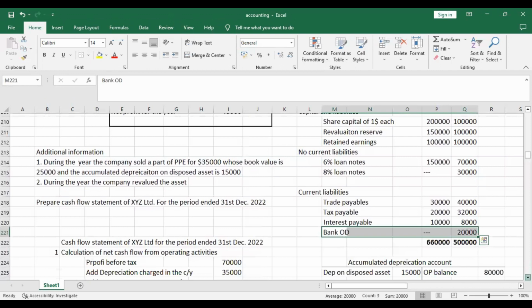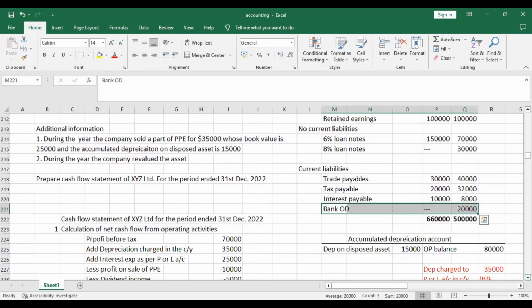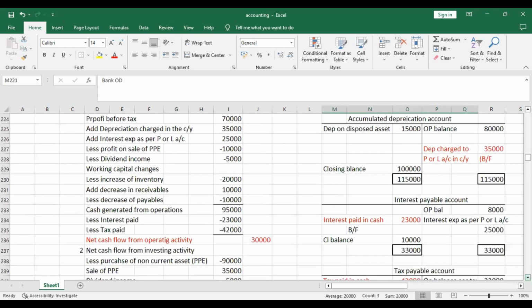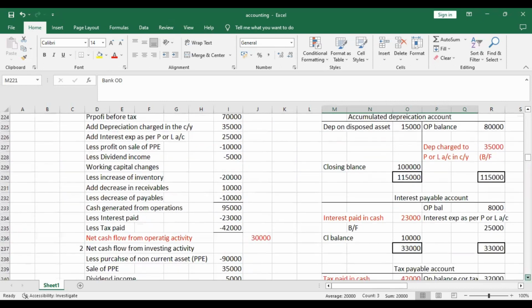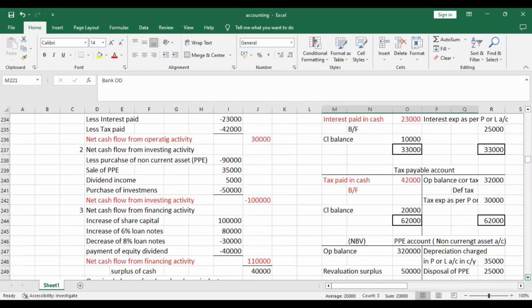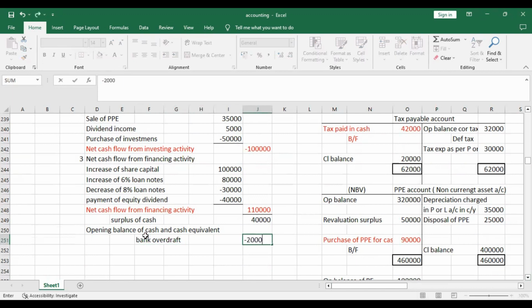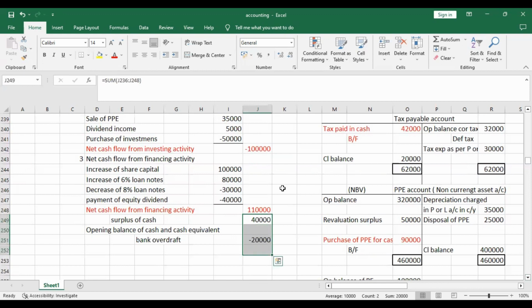So what are you supposed to do? You do not have any positive cash balance, but you have a negative cash balance opening. Are you clear? So what is the opening? Bank overdraft. How much is it? 20,000. So overdraft is a negative balance, no? You reduce it. Opening balance of cash and cash equivalents, what do you have? Only bank overdraft. So now you have to identify what is the balance.